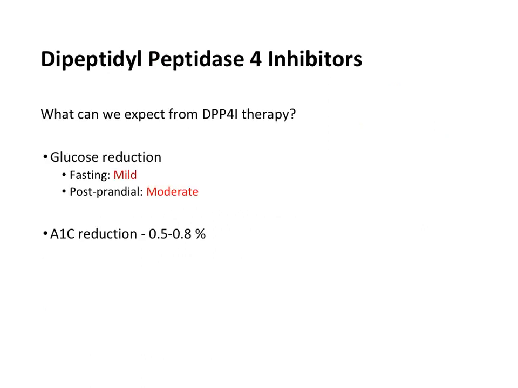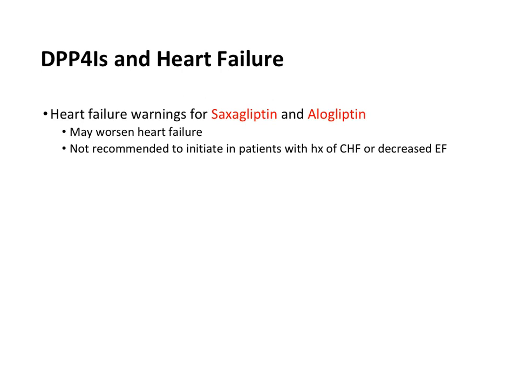What can we expect from the DPP4s? Well, modest reduction in A1C, really 0.5 to 0.8%, which doesn't sound like a lot, but we'll get into why they're appropriate in a moment. First, I want to mention that there are heart failure warnings for saxagliptin and alogliptin. The patients that were on these medications during clinical trials were shown to have worsening heart failure. So these drugs are not recommended for patients who have CHF or a decreased ejection fraction.